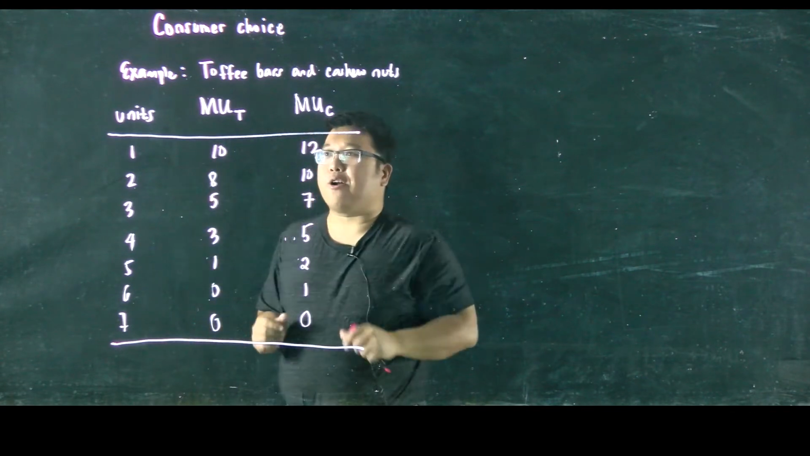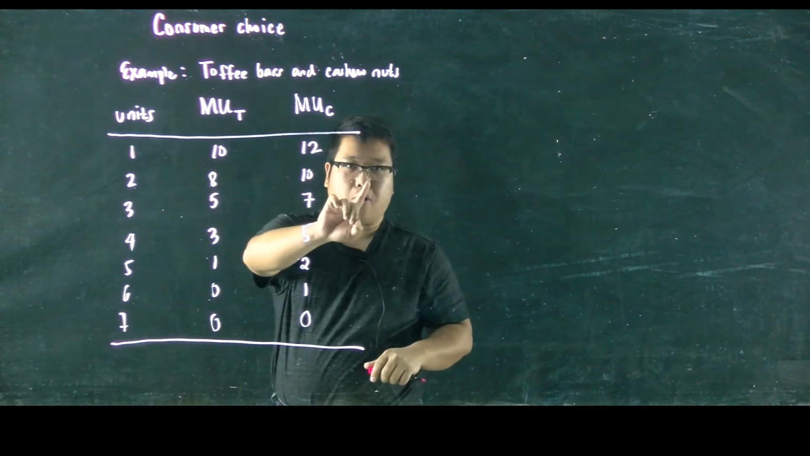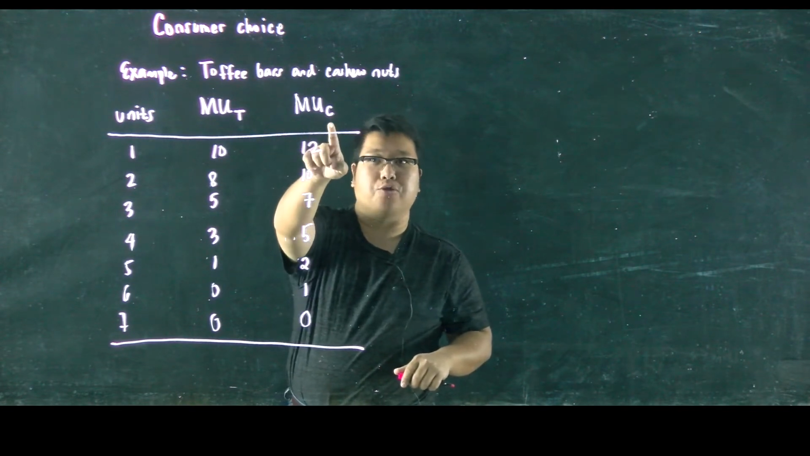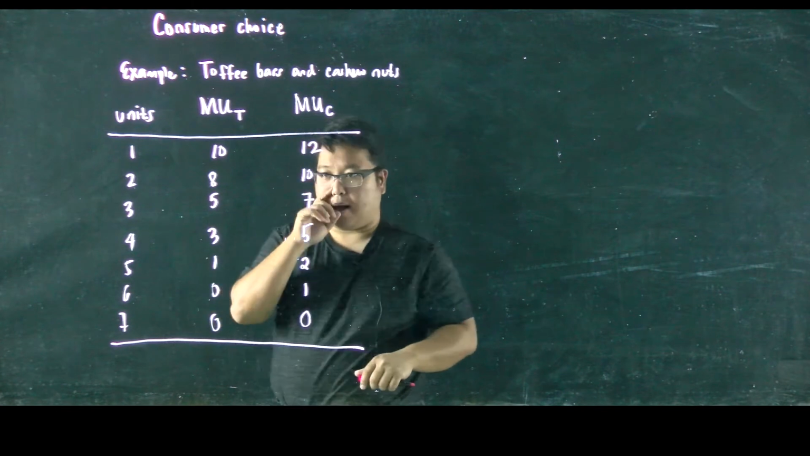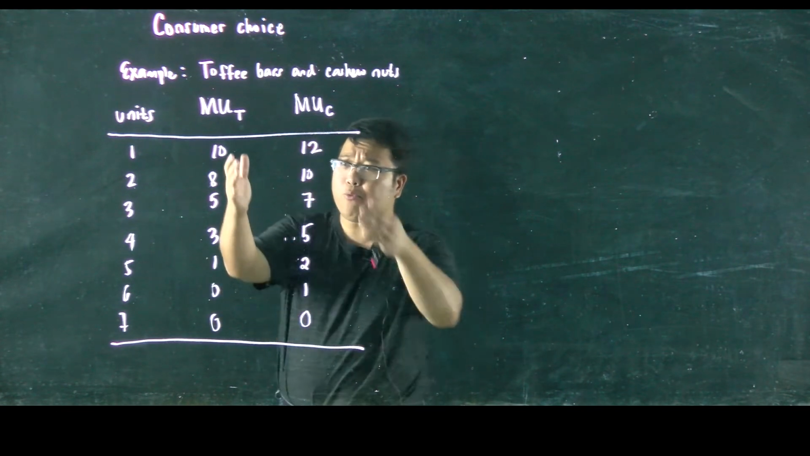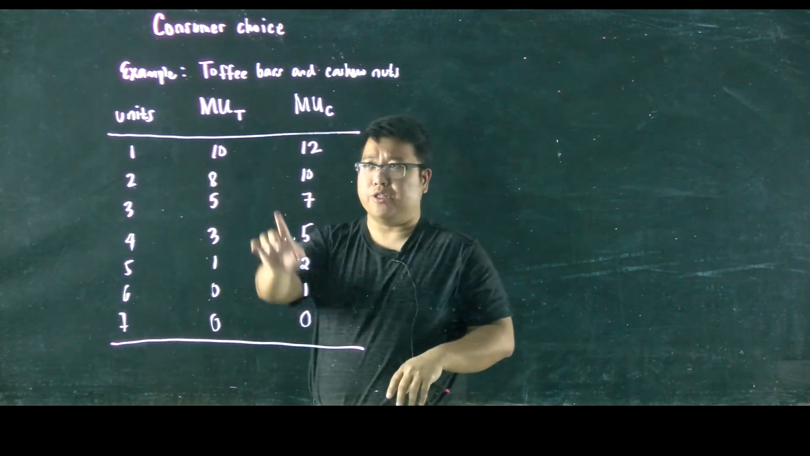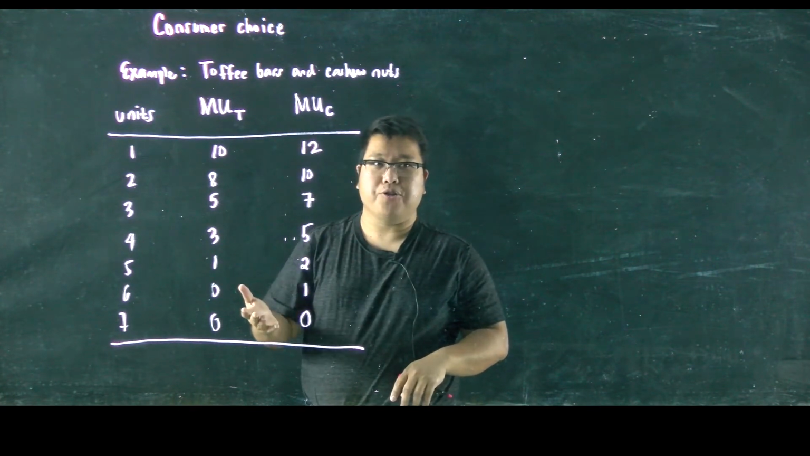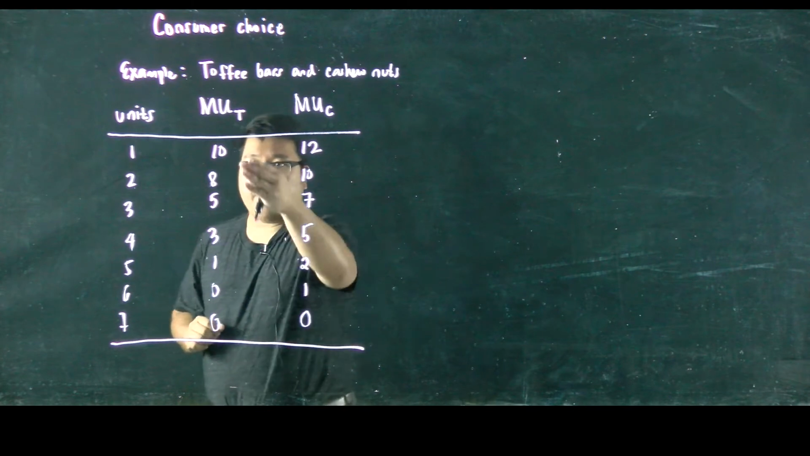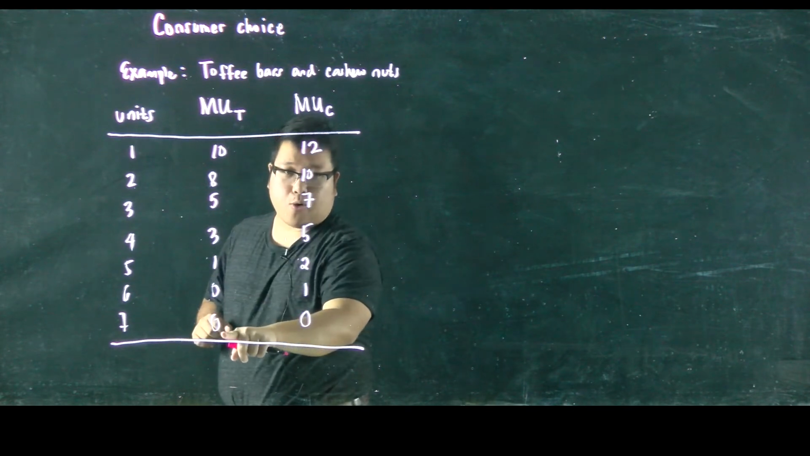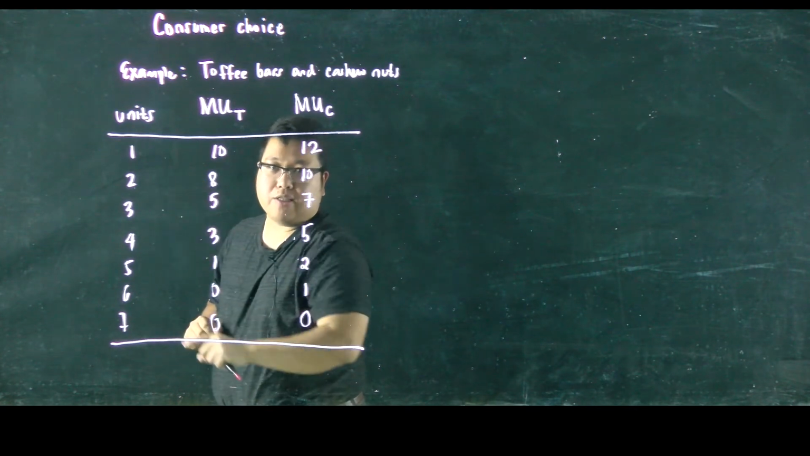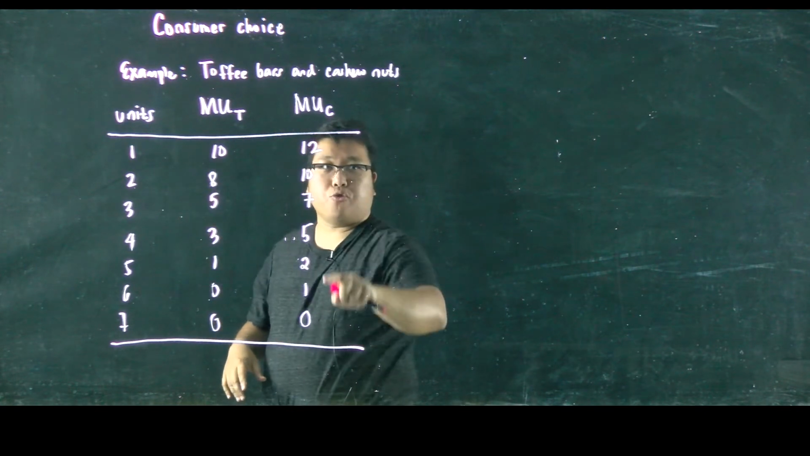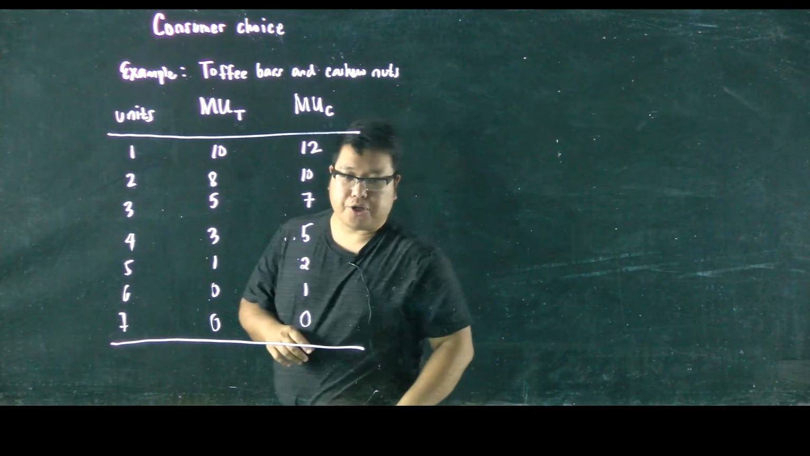There you go. So now we have our table, and we have here information on marginal utilities for toffee and marginal utilities for cashew nuts for each of these units. And what we see here is that both of these goods, toffee and cashew, exhibit diminishing marginal utility. Utility starts at 10 and it decreases all the way to 0 as we consume more toffee bars and more cashew nuts.